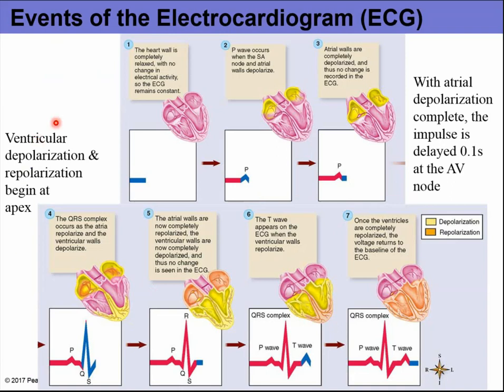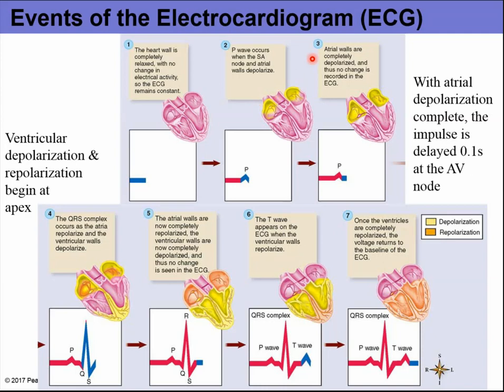So this is just another diagram showing each of these steps along the way. So step one, the heart wall is completely relaxed. At this point, there's no electrical activity. Right? There's nothing going on. So this is going to represent our flat line. Okay? Then as the SA node fires and generates that initial impulse, it's going to show us the P wave. Right? And the atria are going to start to depolarize. In this figure, yellow is going to represent depolarization, so how it spreads from the SA node out to the atria.